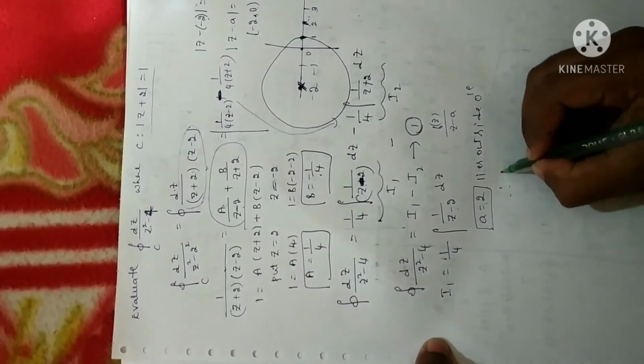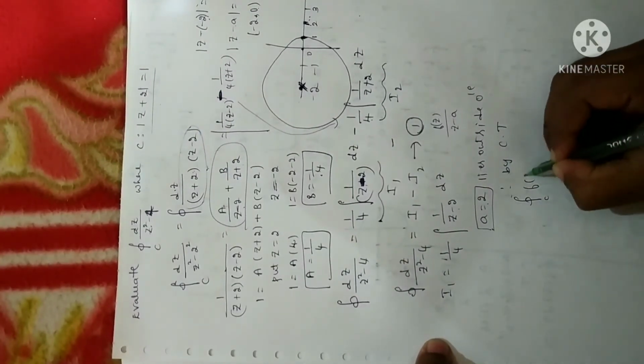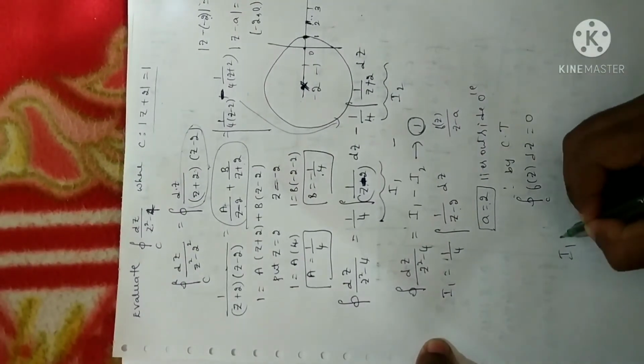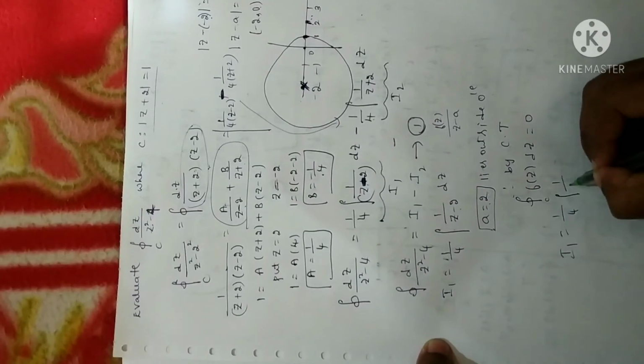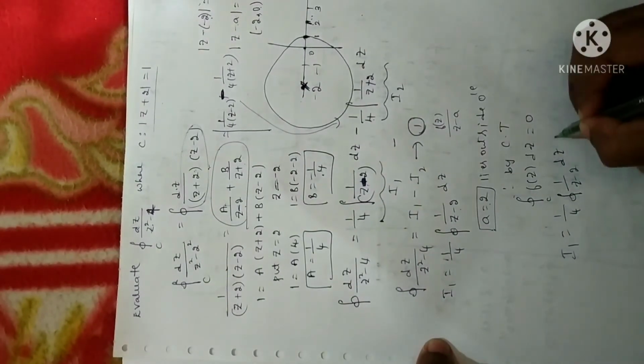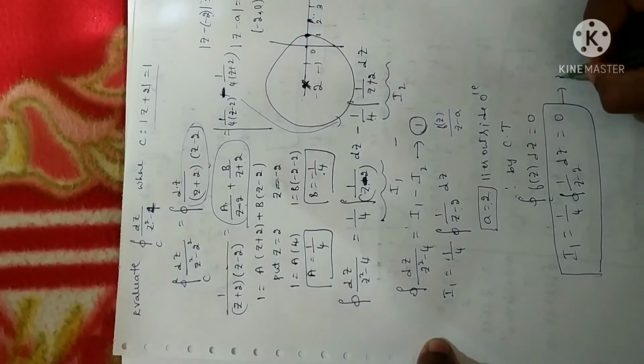outside the given circle, therefore by Cauchy's theorem, I can say the given integral of f of z dz is equal to 0. Therefore, the integral I1, which is 1 by 4 into 1 divided by z minus 2 dz, anyhow it is all closed curves, is equal to 0. So, I1 value I have obtained. Let me take this as equation 2.